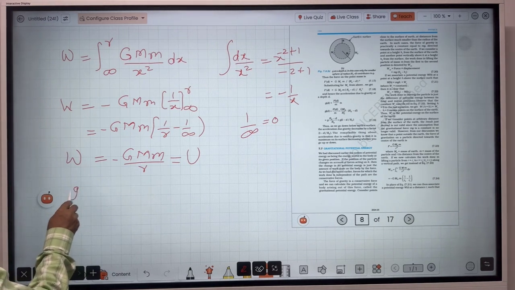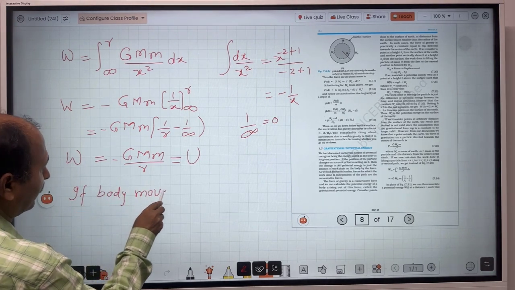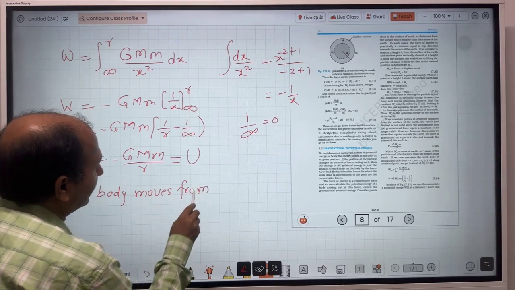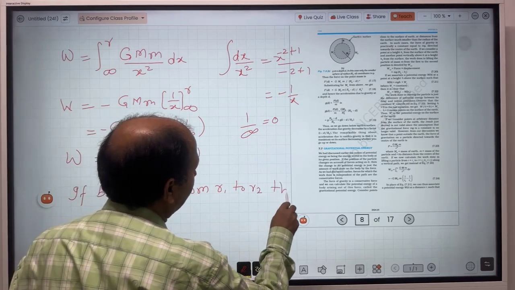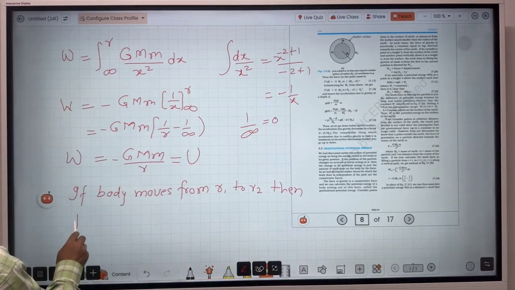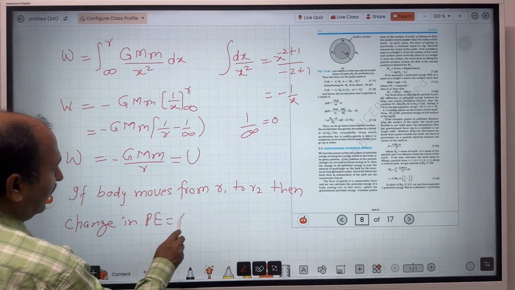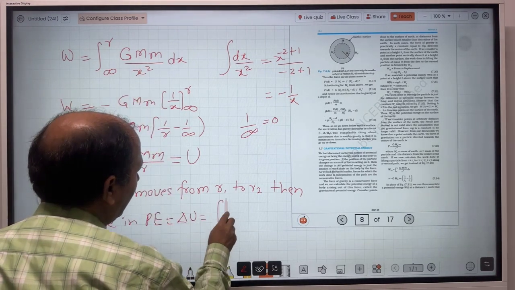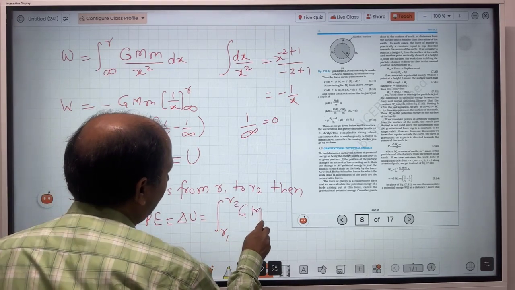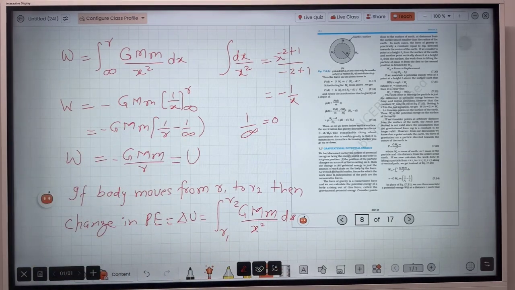Now, if a body moves from r1 to r2, then the change in PE will be, say, delta U. So same thing, we integrate it with limits r1 to r2, GMm divided by x square, dx, right?